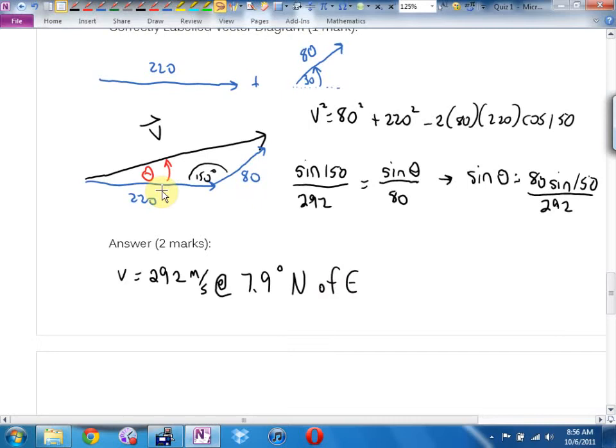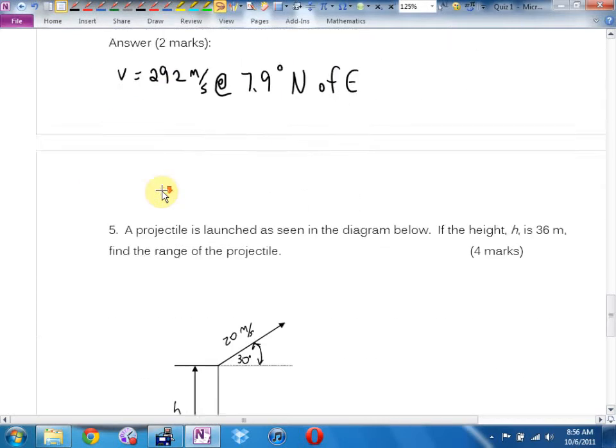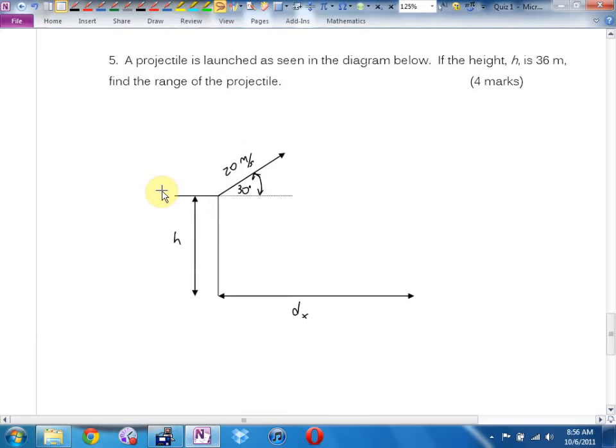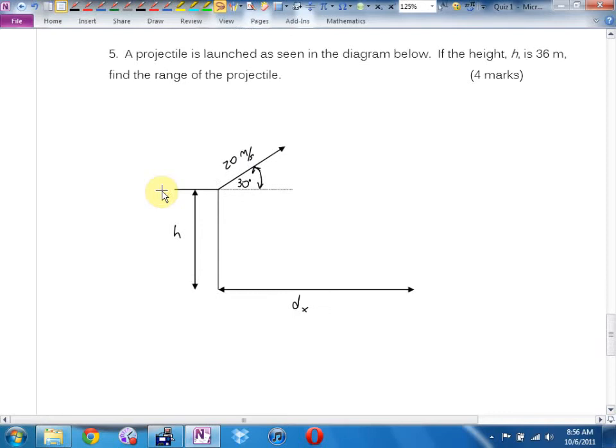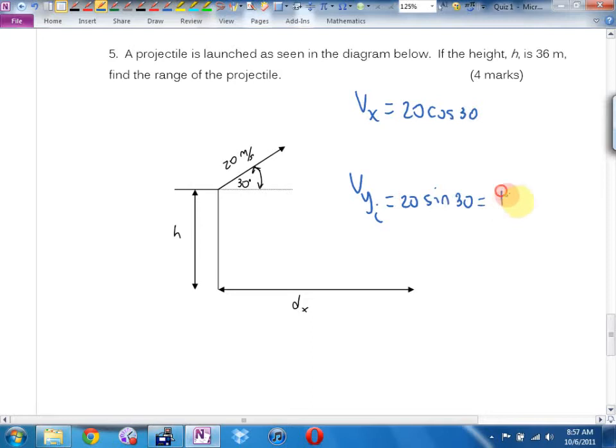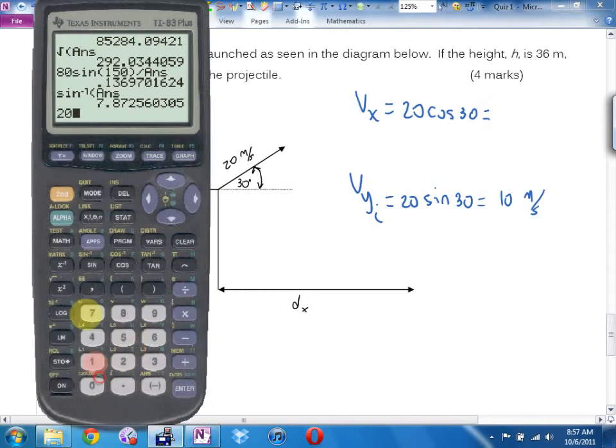Turn the page. A projectile is launched, as seen in the diagram below. If the height h is 36 meters, find the range. Well, I see an angle, so I'm going to find Vx and Vy initial. Am I bad if I just jump straight to that it's 20 cos 30 and that it's 20 sine 30? This one ends up being 10 meters per second, and this one ends up being 20 cos 30, 17.32.